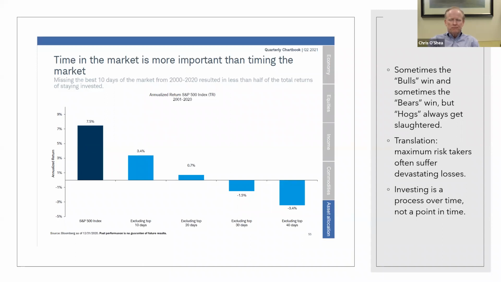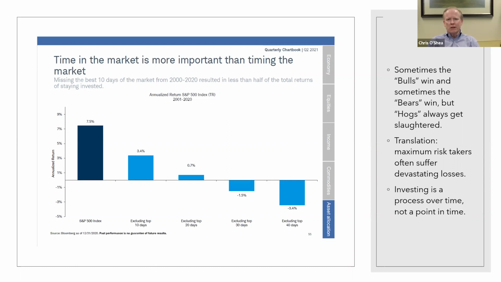One chart to really illustrate that is this one here, where it looks at time in the market being more important than timing the market, because it looks at a period of time. It says since 2000, you've got 20 years here. Some of this is a little blurry, I see. But if you look at the returns, and then you look at what happens when you miss the top 10 days of the performance, your investment returns are virtually cut in half. So you've got a 7.5% to 8% rate of return over the 20 years in the S&P 500. If you just miss the top 10 days, your investment performance is less than half of that.